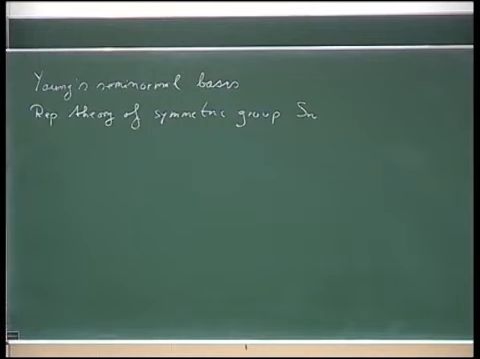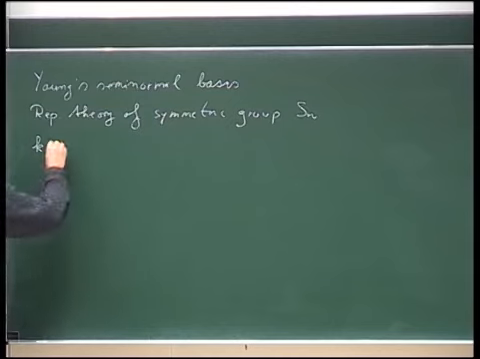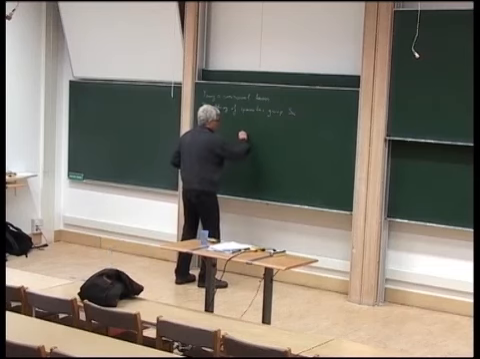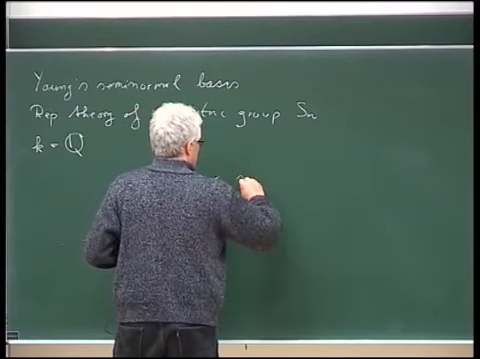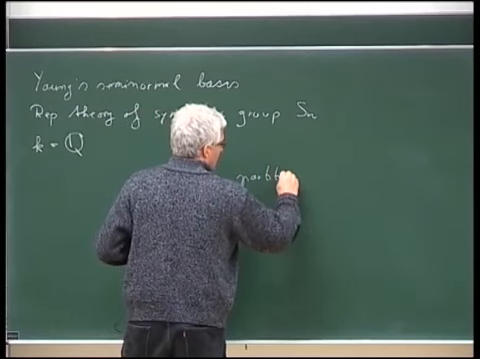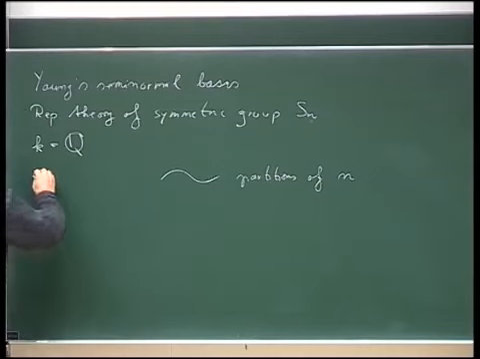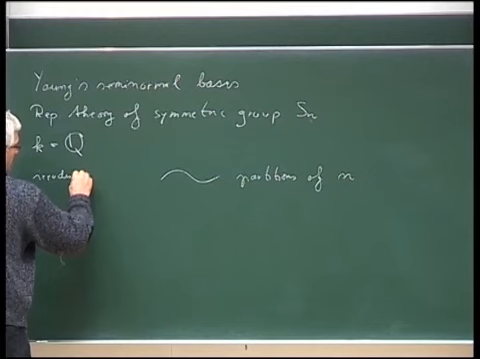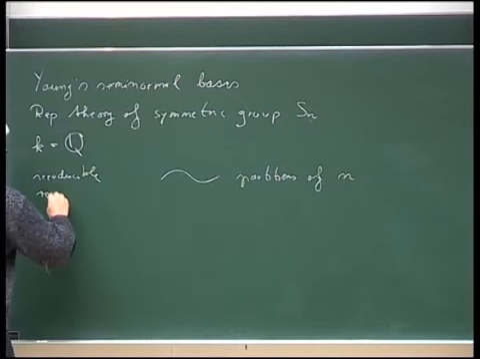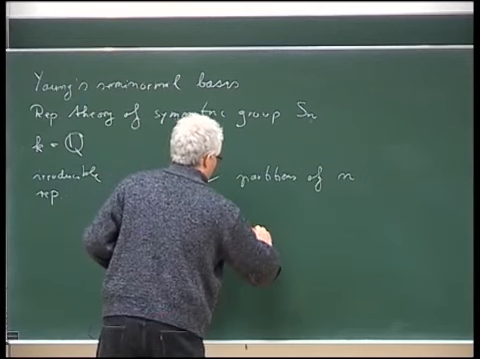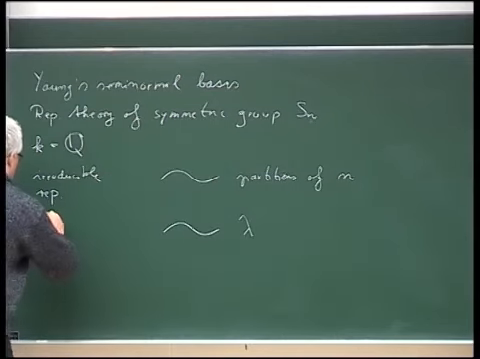So I'll review some basic theory of this representation theory. If K, the ground field, is equal to Q, or any field of characteristic 0, then the situation is very easy. I mean, there's a correspondence between partitions of n, this number, and the irreducible representations. So this correspondence maps a partition lambda to the Specht module.